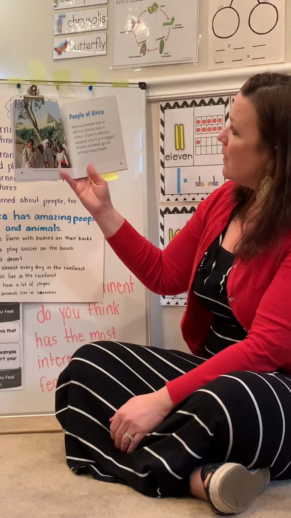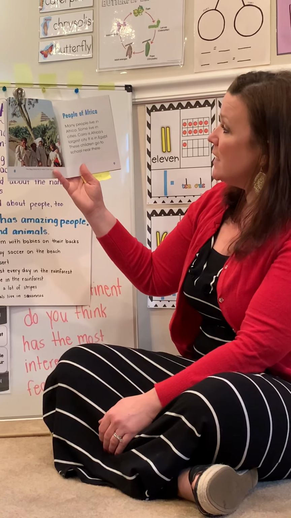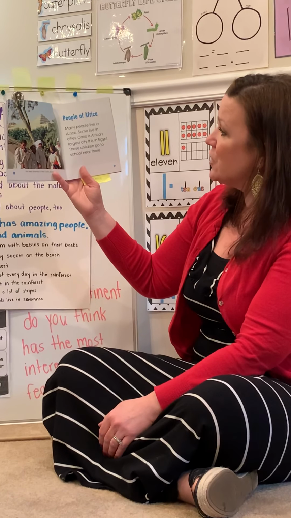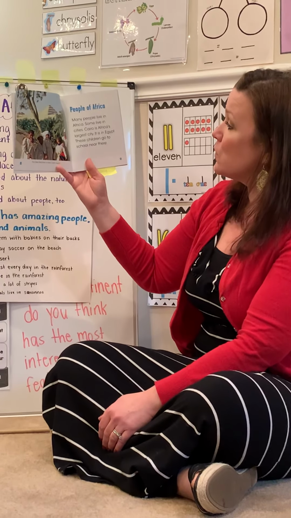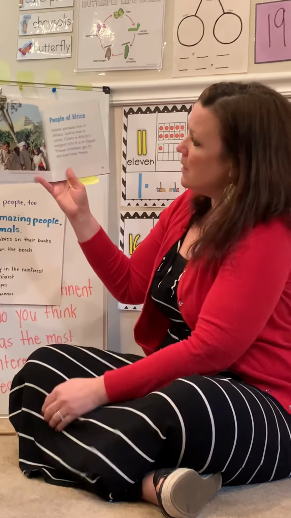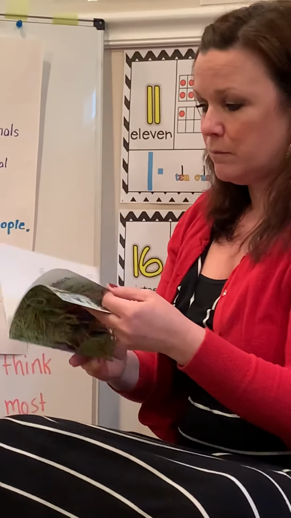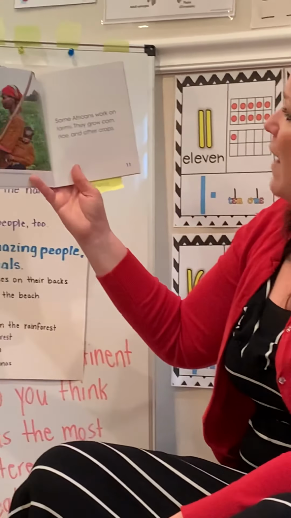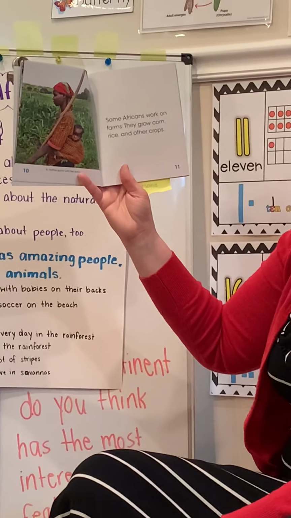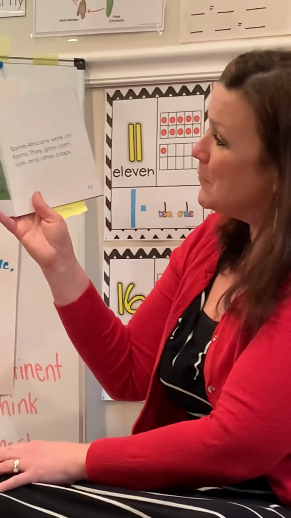People of Africa. Many people live in Africa. Some live in cities. Cairo is Africa's largest city. It is in Egypt. These children go to school near there. The Step Pyramid, back here, is near Cairo, Egypt. Some Africans work on farms. They grow corn, rice, and other crops. Here's a mother that's farming with her baby. So sweet.